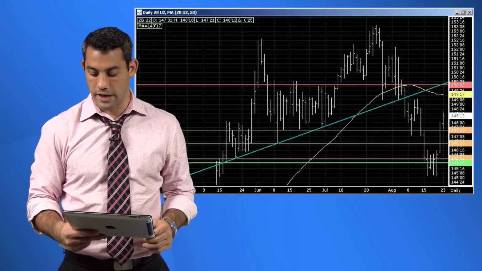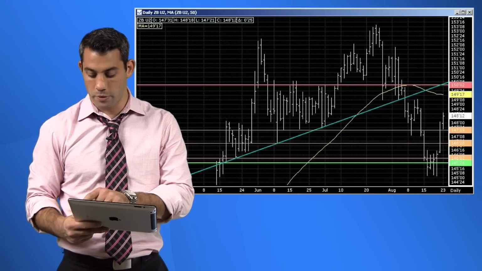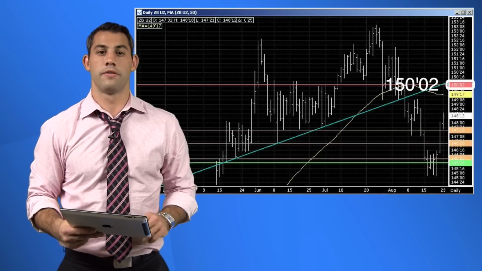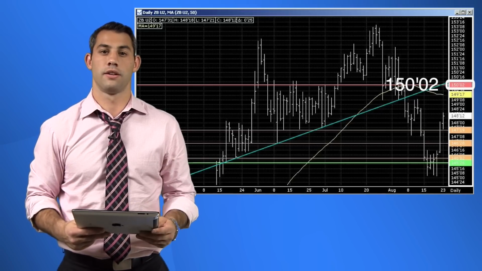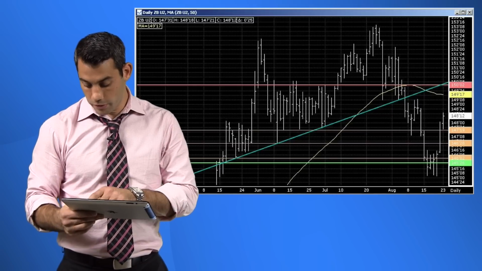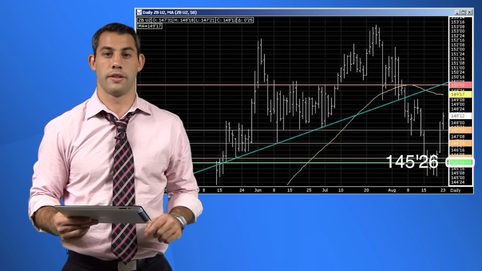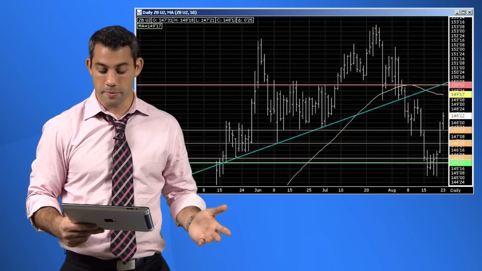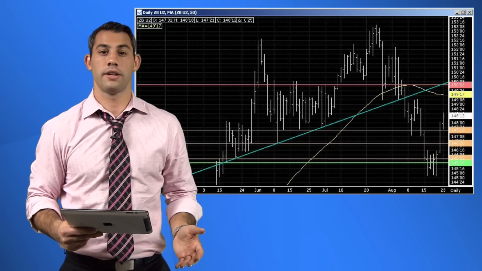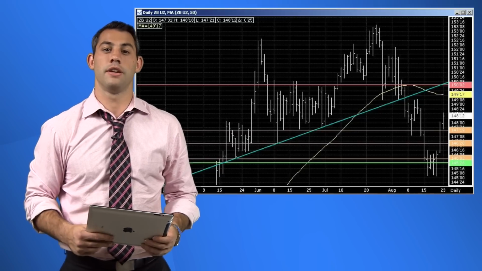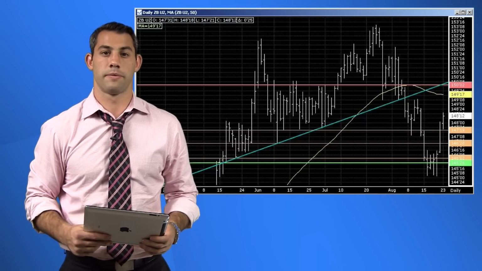As you can see, my initial stop loss was at 150.02. This was above recent highs and the trend line. My initial target was at 145.26. This was the first point on the trend line. From there, I managed my trade accordingly and sent out updates via the Trade Spotlight Advisory Service.